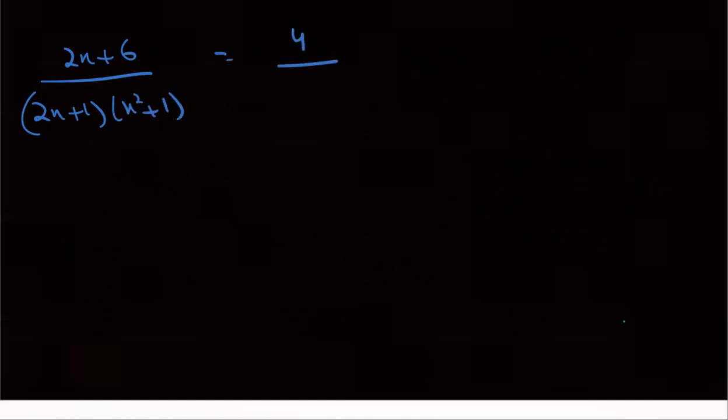So 2x plus 6 upon 2x plus 1 upon x square plus 1 can be written as 4 over 2x plus 1 plus 2 minus 2x over x square plus 1. I hope that it's clear.